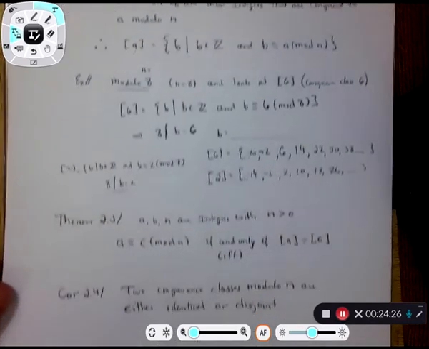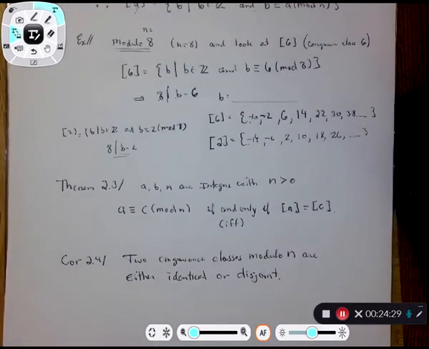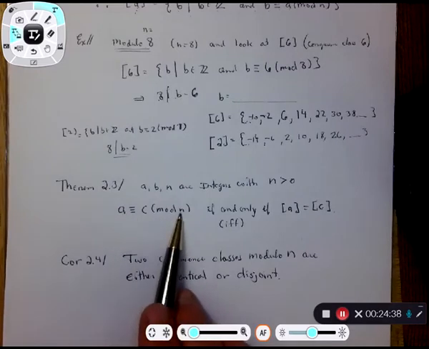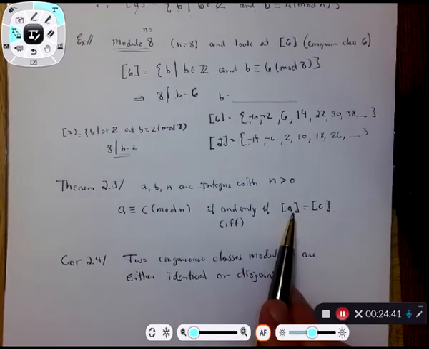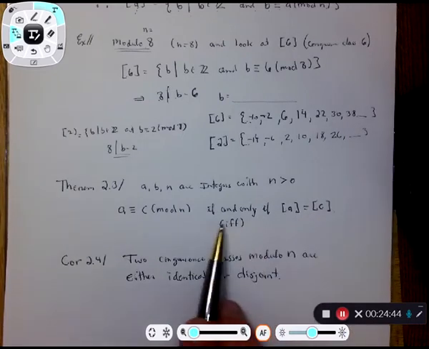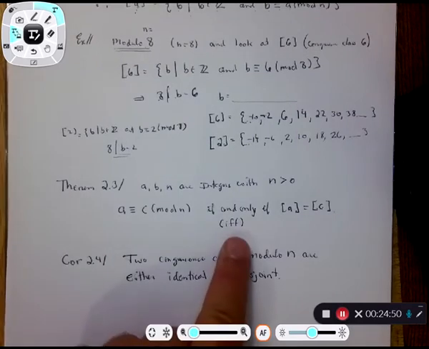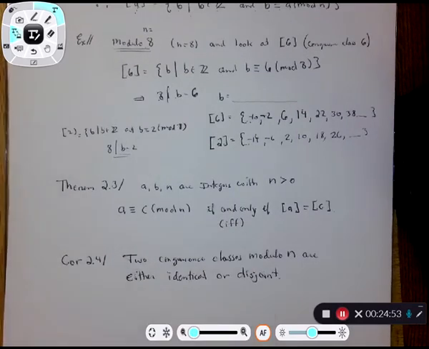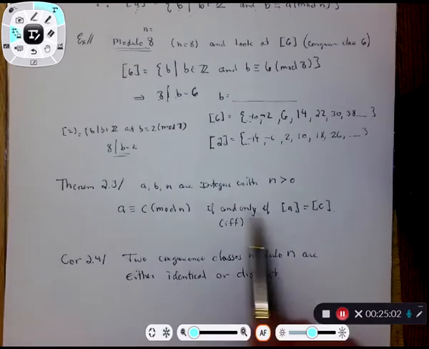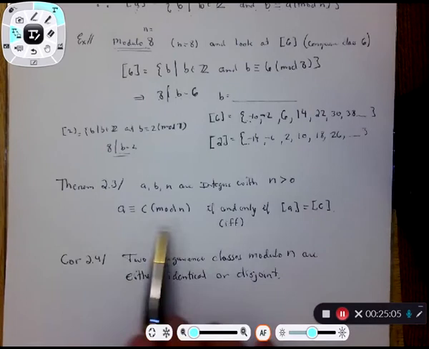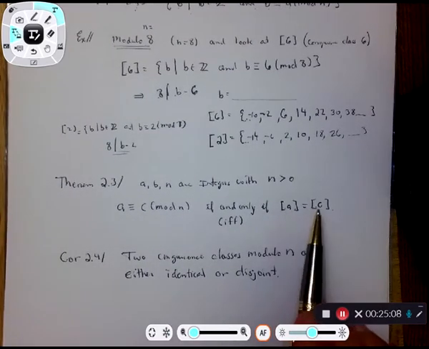So, Theorem 2.3 says this, that a, b, n are integers with n being greater than 0. A is congruent to c mod n if and only if the congruence class of A is equal to the congruence class of C. Now, to get you used to some mathematical notation, if and only if is mathematically written IFF, because mathematicians are inherently lazy, so we're always coming up with short ways of writing stuff. So A and C are going to be in the same equivalence class. Their equivalence classes are equal.